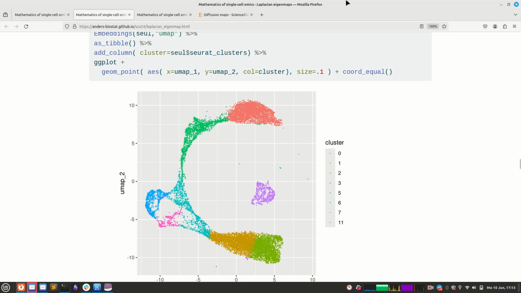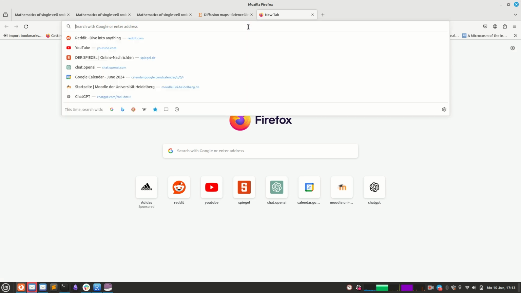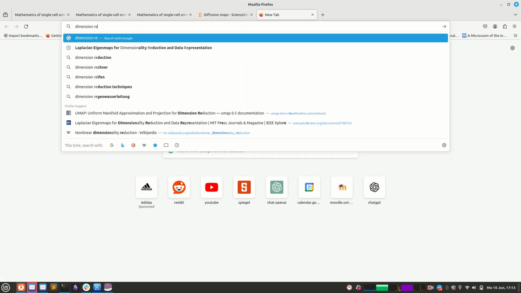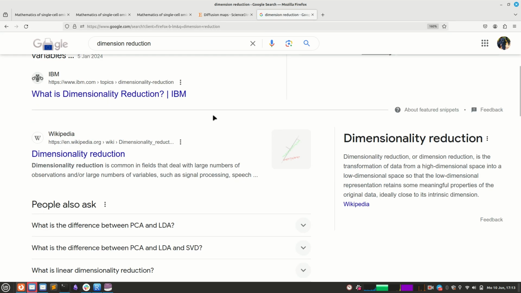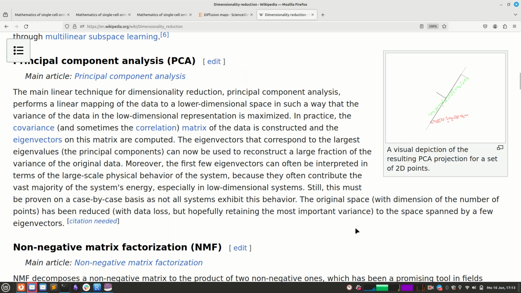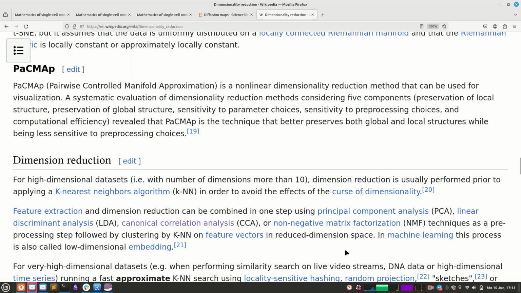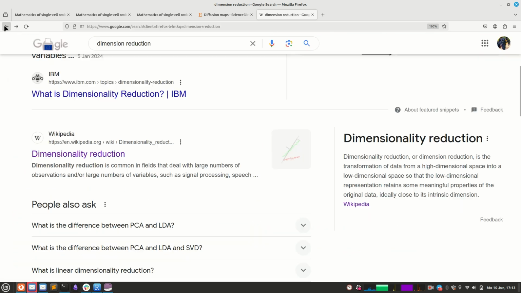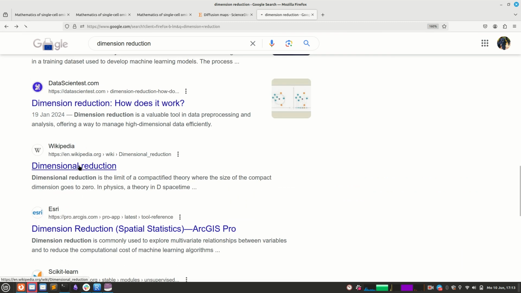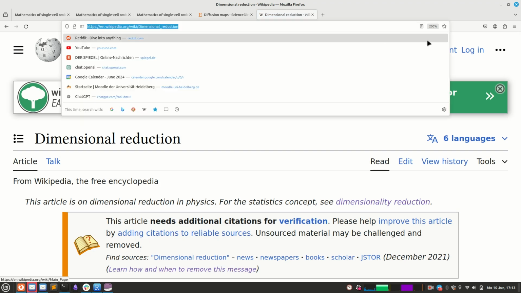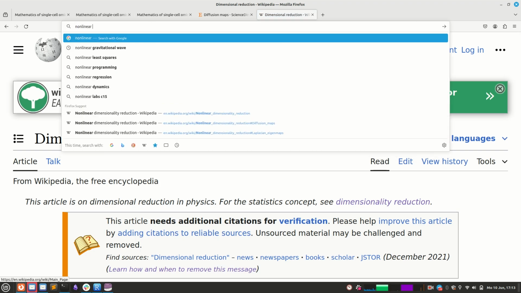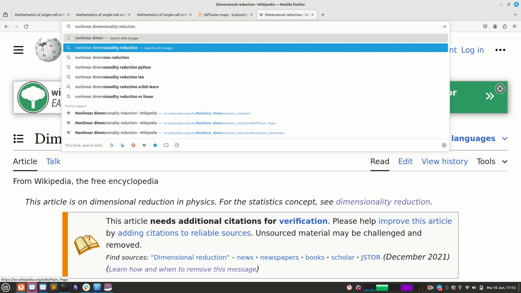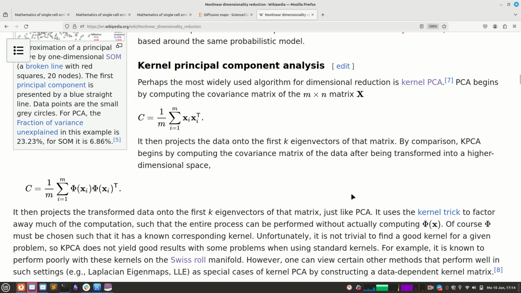Now, I thought I'd show you, so here we have this, no, this was not the page I wanted to show you. I wanted to show you the other one, dimensionality reduction, no, this is another one. Nonlinear dimensionality reduction. That was the one I was looking for.